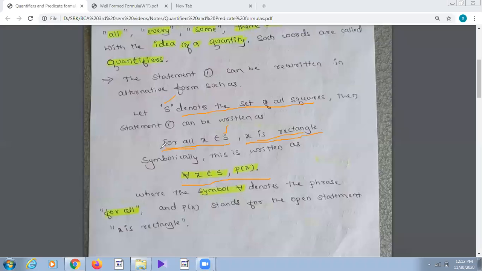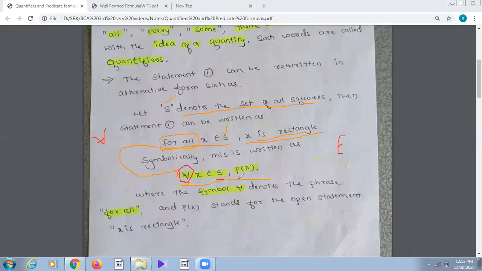Next, this for all will be written symbolically in the form of this symbol. So this is the symbol for all. For all we write this symbol, and x as it is, and this is belongs to. So belongs to stays as it is. S we denoted as the set of all squares, so that can be written as it is. Next, comma, x is a rectangle. So x is a rectangle is the one open statement, that is our statement.